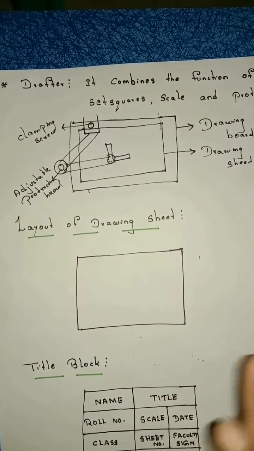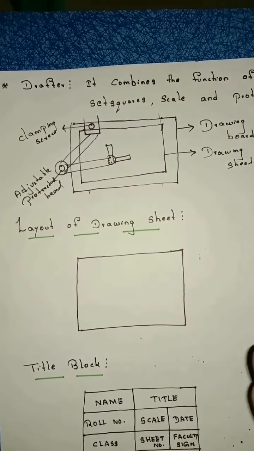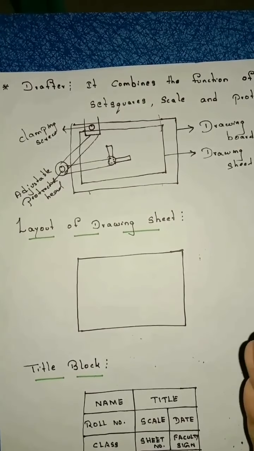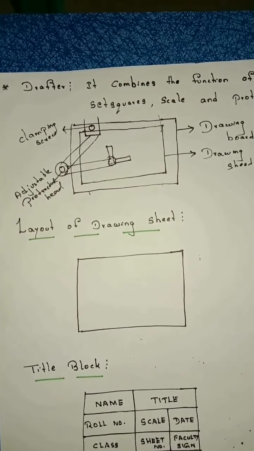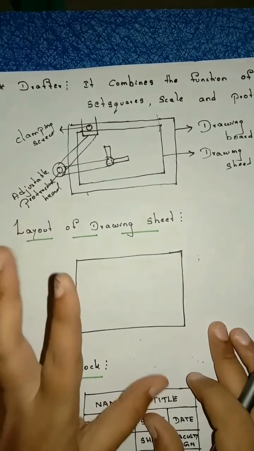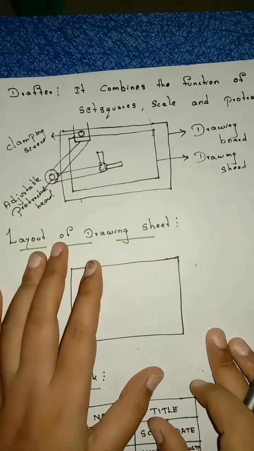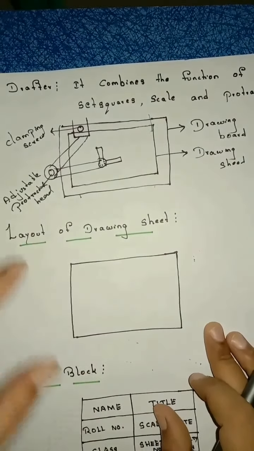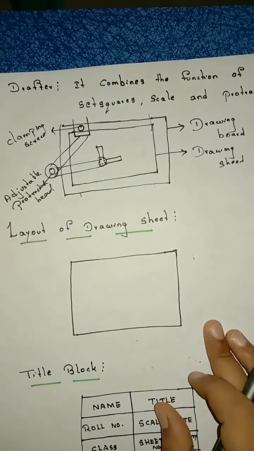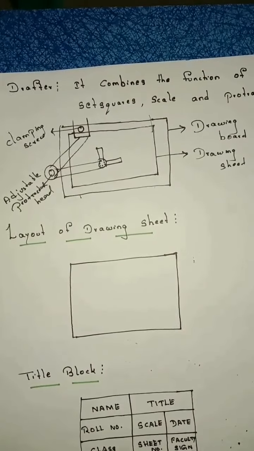It combines the function of set squares, scale and protractor. With the help of the drafter we can draw parallel lines, we can draw straight lines, and we can also measure the angles. So this is the complete overview of the drafter. If you have the drafter at your home, please check it once: clamping screw, adjustable protractor head, horizontal scale and vertical scale, right?